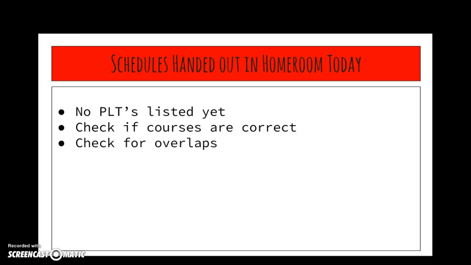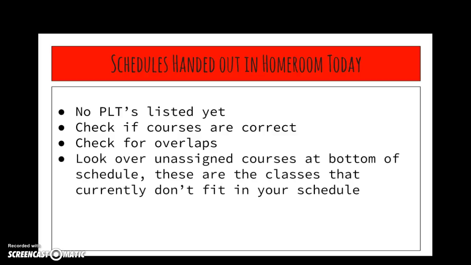Next, we want you to check for overlaps or conflicts. So anywhere there's a conflict on your schedule, we want you to go ahead and circle that neatly so that we can see if we can resolve those. We want you to look at the very bottom of your schedule. It should be on the second page. There are listed all of your unassigned courses. Those are the courses that we couldn't fit into your schedule at this time. And so the time that counselors put in summer is typically trying to fit those unassigned courses into your schedule.